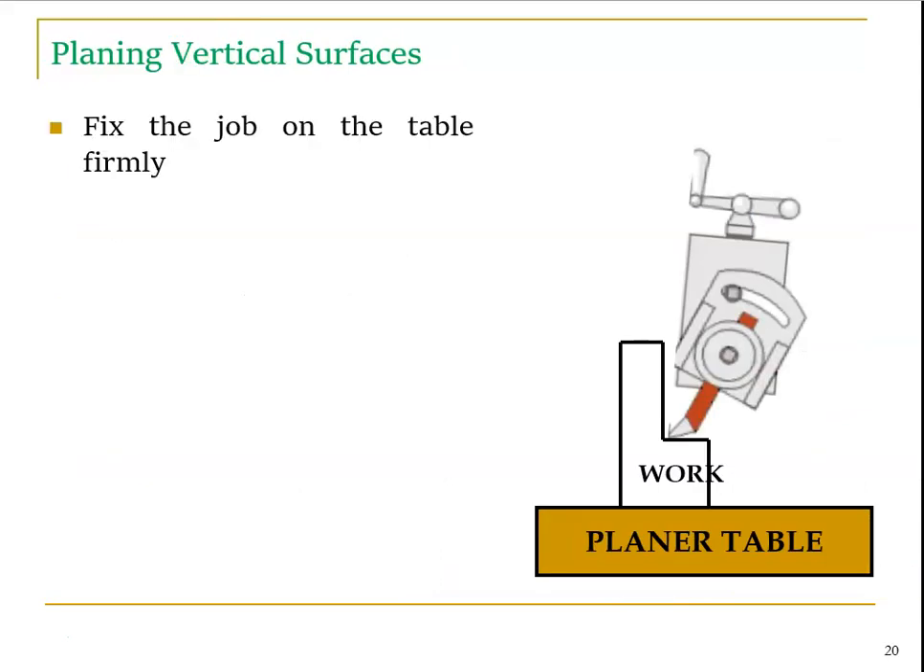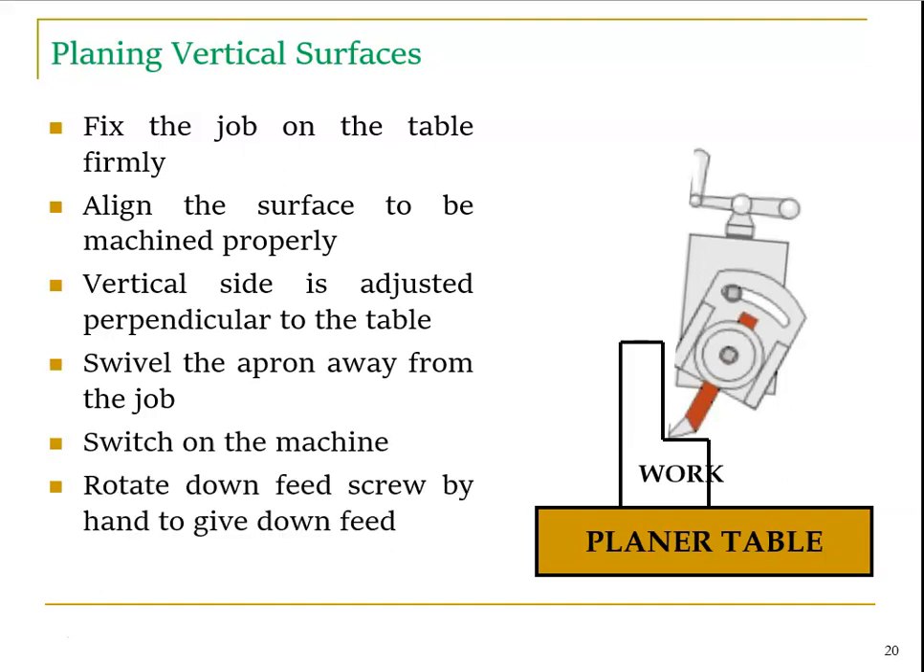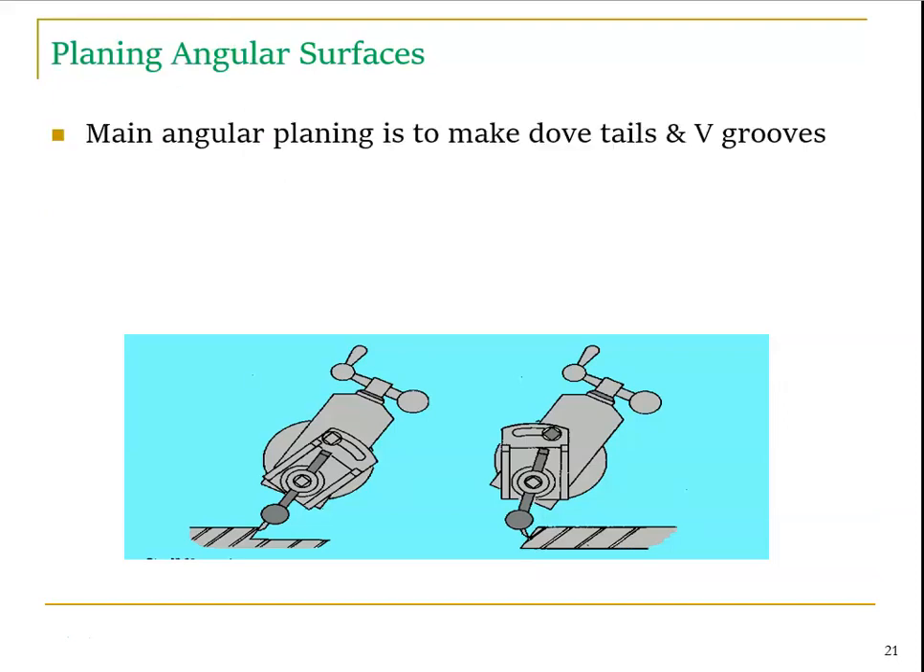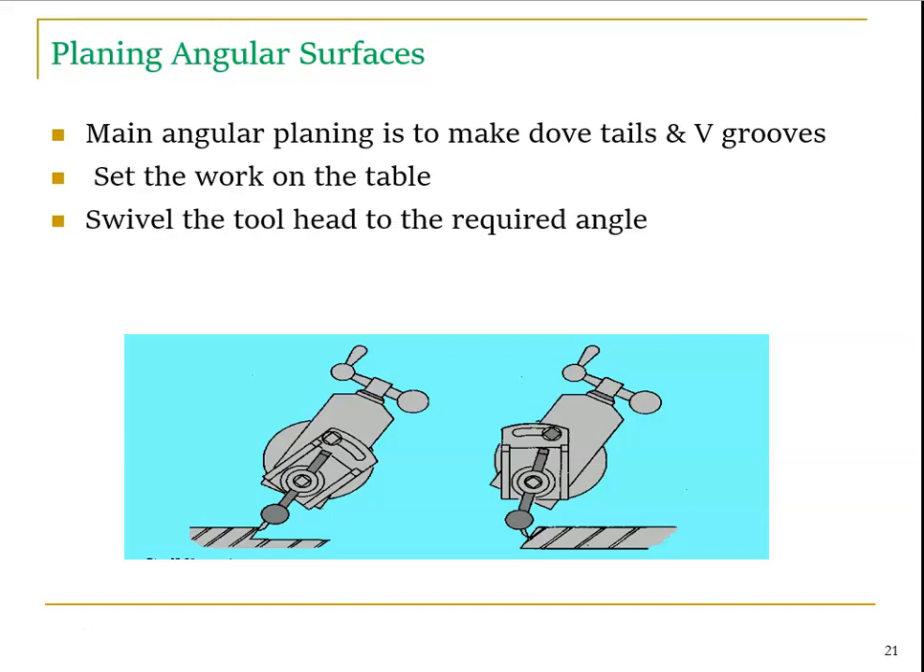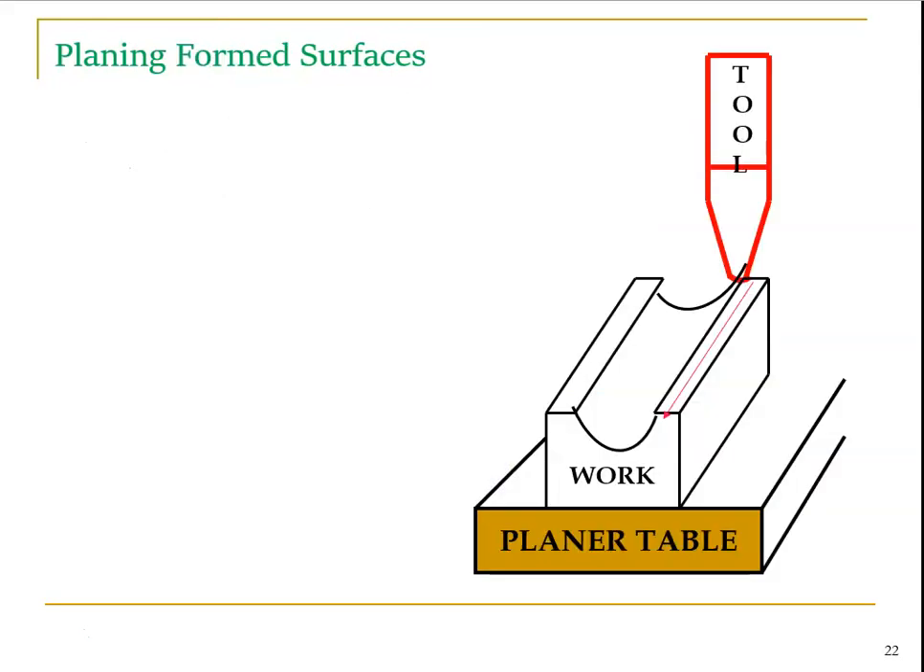For vertical surfaces, again fix the job on the table firmly and align the surface to be machined properly. The vertical side is adjusted perpendicular to the table. Swivel the apron away from the job, switch on the machine, and rotate the down feed screw to give down feed. Right. So next are the angular surfaces. Mainly angular planing is used to make dovetails or V grooves. Set the work on the table, tilt the tool head to the required angle, move the apron, and give down feed as per our requirement. So you can get the angular surface.